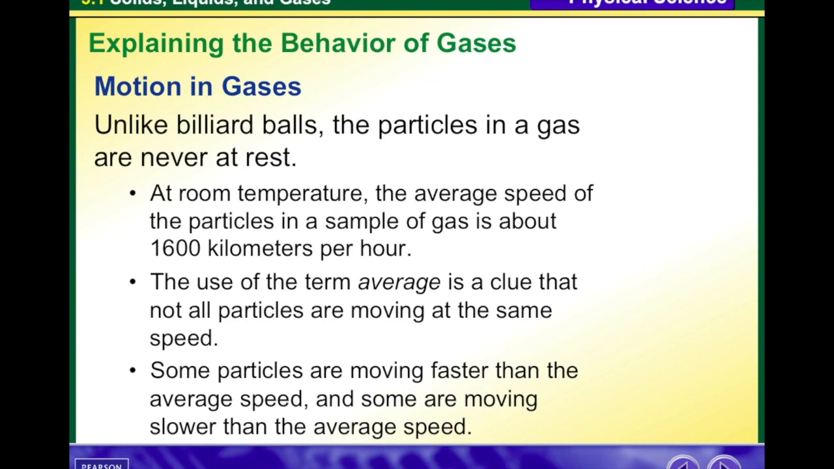Unlike billiard balls, particles in a gas never just sit there. At room temperature, they are moving about 1,600 kilometers per hour, super fast. They're very small and just flying around all over the place. That's an average speed. Some of the particles are moving slower, some of the particles are moving faster, but think of the particles in a gas as being in constant motion and flying around, but actually most of a gas is empty space.